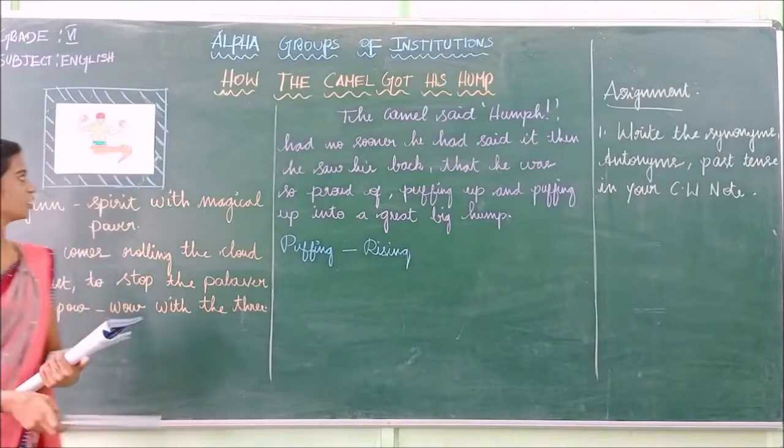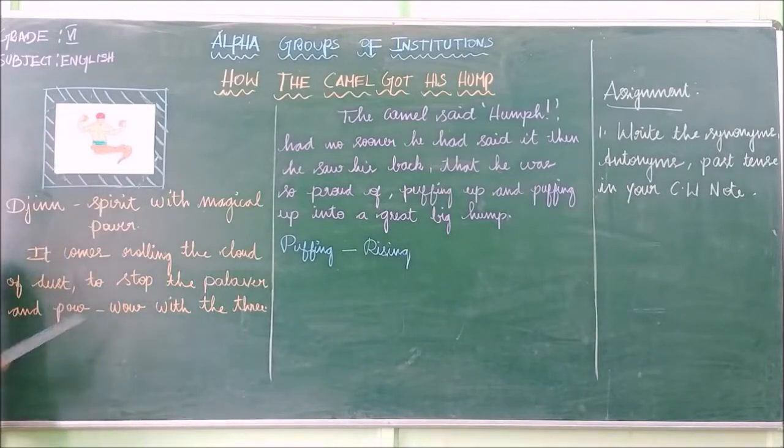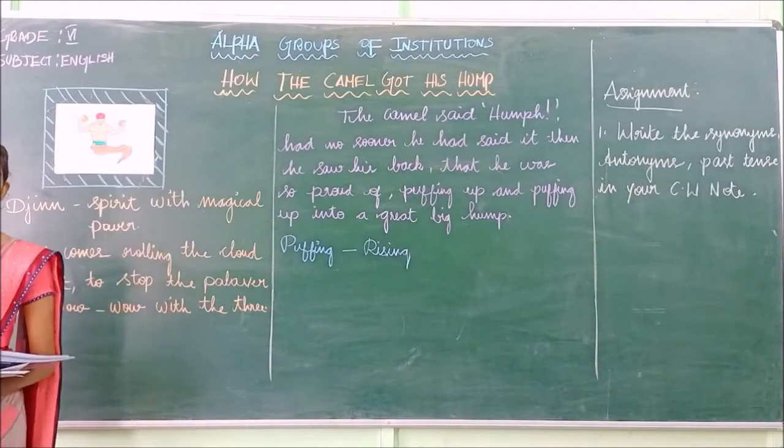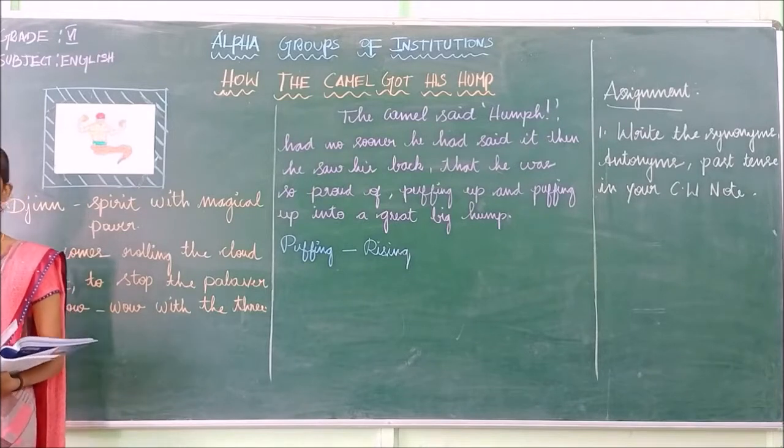Okay students, what do you see in this picture? This is the picture of jinn. See here, D-J-I-N-N. So you have to pronounce it as jinn. Jinn means it is the spirit with magical power. So this jinn is in charge of all the deserts, and it has many magical powers.